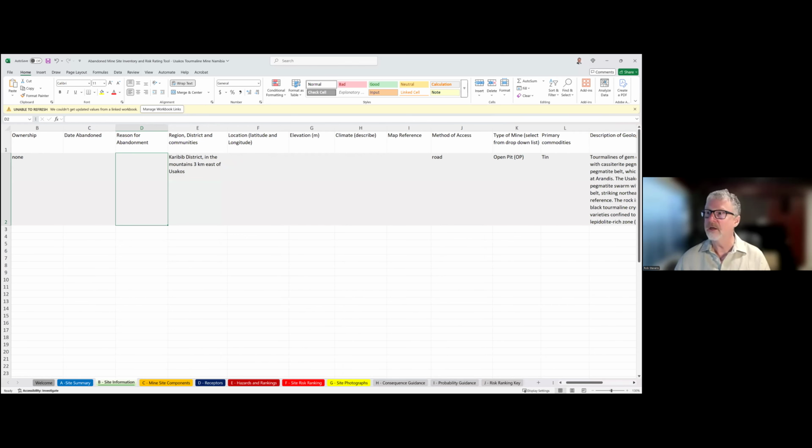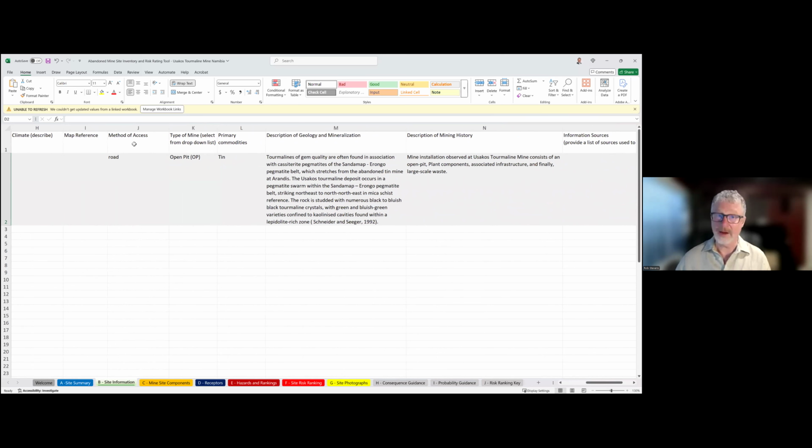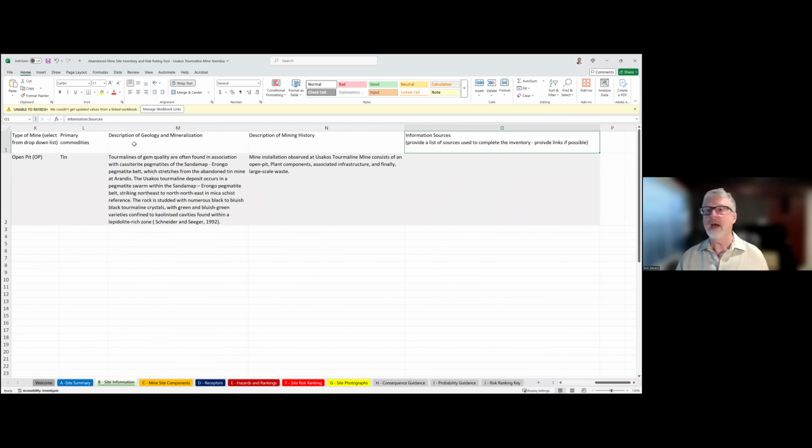But again, the more information that you can add here, the better it is in terms of ultimately doing your risk assessment. So if we keep going over, we have things like, how do you access the site? What type of mine was it? What were the commodities? A description of the geology and mineralization, a description of the mining history, and then sources of information, so that somebody who comes back to this later on knows where this information was generated to put on the site. So that's general site information.